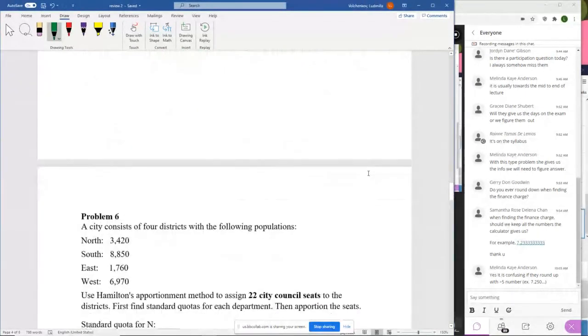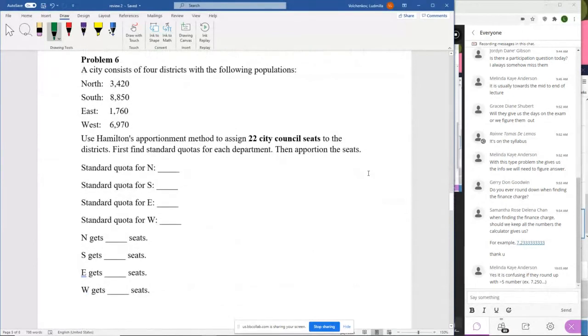Okay. Let us move on to the next problem. We have finished with chapter 8, and the next is chapter 10. And first, the problem with Hamilton apportionment. So we have 4 city districts, and we distribute 22 council seats.